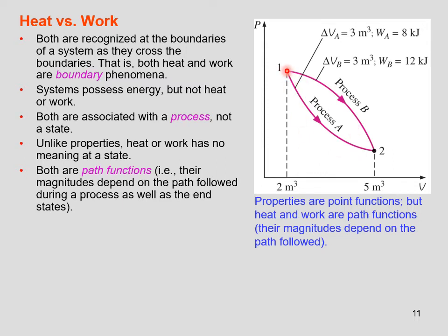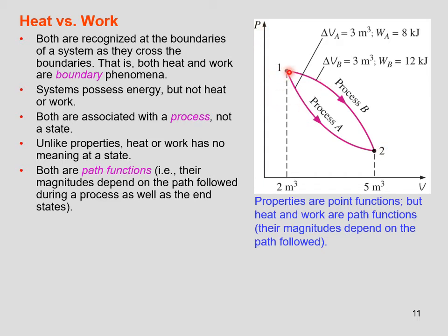So we want to go from state 1 down to state 2. Notice the volume is different. The volume got a lot bigger. It's 5 cubic meters. And notice the pressure got lower. You come across to the left, and you'd have a different pressure. So the pressure at 1 is much higher than the pressure at 2 down here. So 1 and 2 are what's known as states. They have a certain pressure and a certain volume.